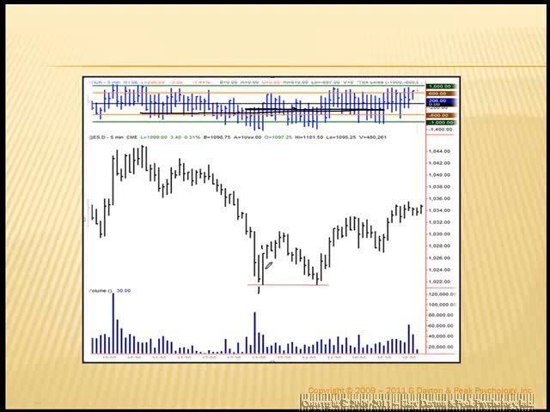But there's a story here that can be crafted. We're certainly oversold in the trend channel. There's no question about that. Okay, and we see this widespread bar coming down, and it closes off the lows on very high volume.